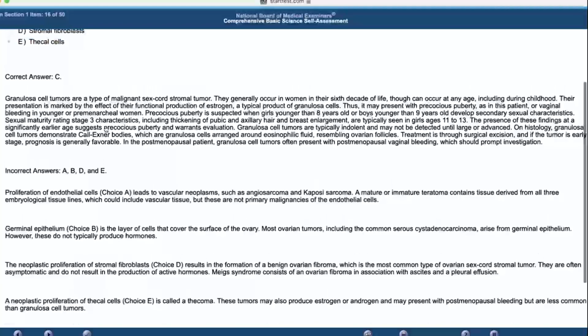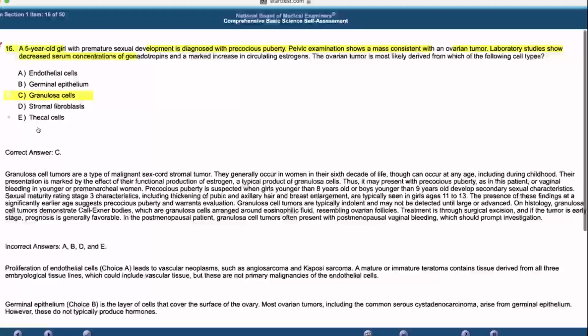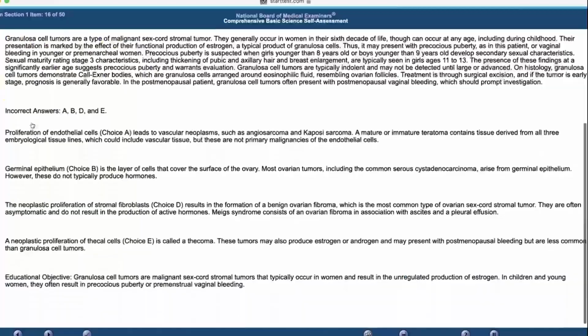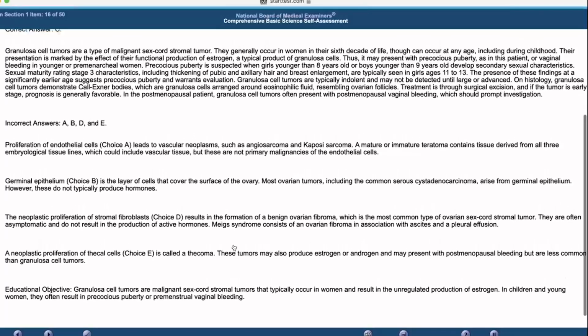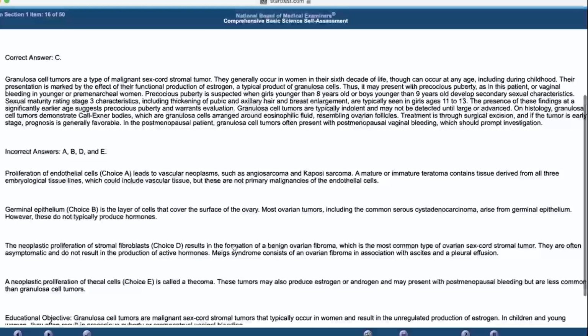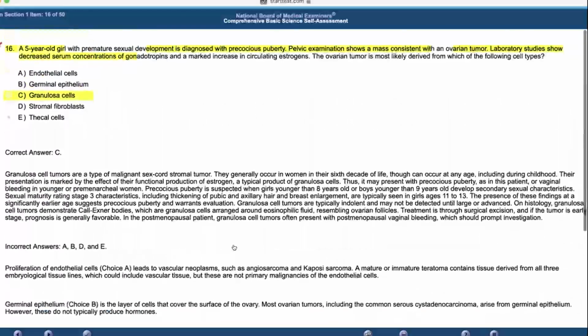And then why would it not be a thecoma? The luteal theca cells, I don't know if those go down. What do they say for E? I think they just said that it was less common. These tumors also produce estrogen postmenopausal, but are less likely than granulosa. The reason I don't remember thecoma is because I think it's pretty rare. You probably knew a piece of information that I didn't know. I don't think I've ever picked theca cells. It's just not as common. Your answer is probably not incorrect, it's just more correct that it's granulosa cell tumors.